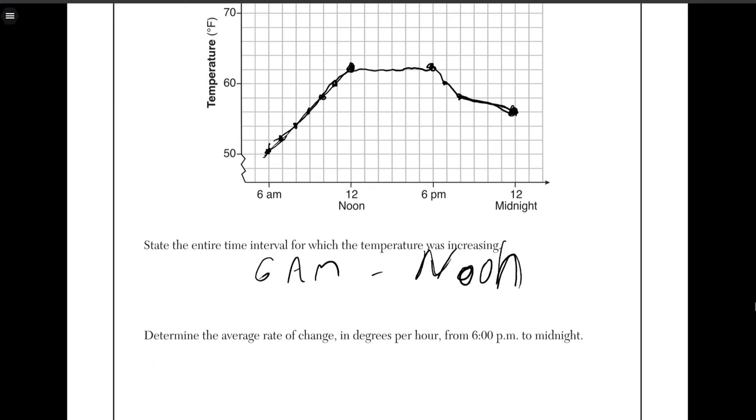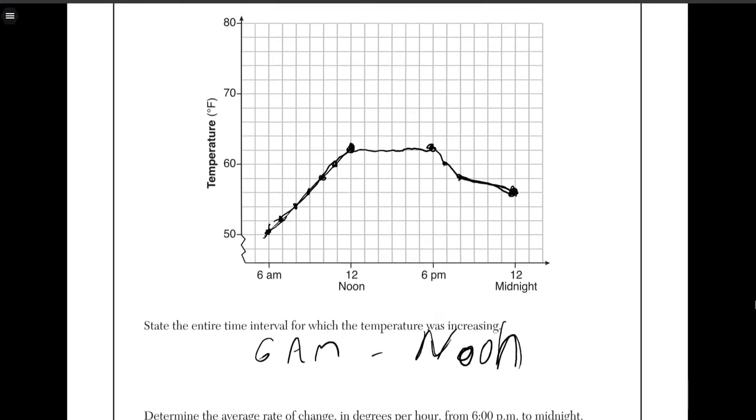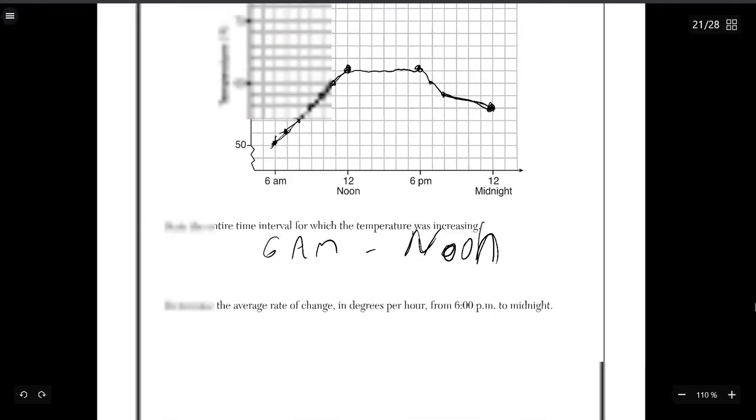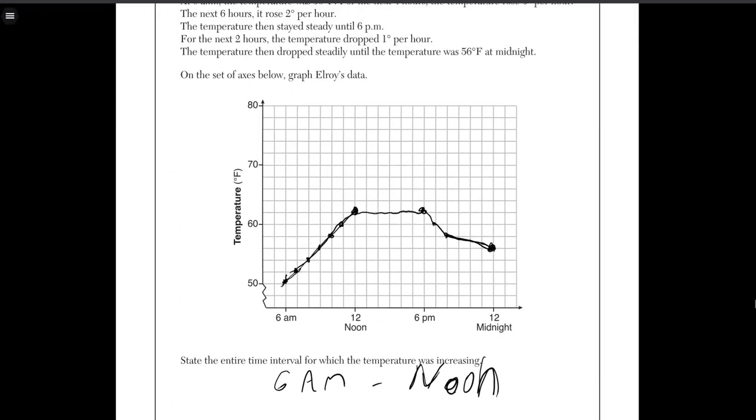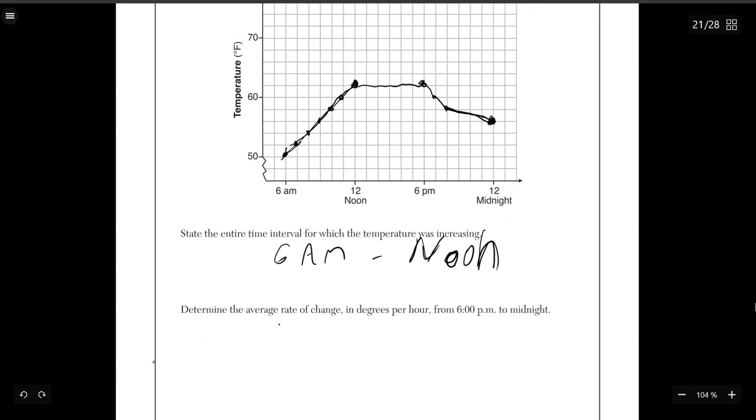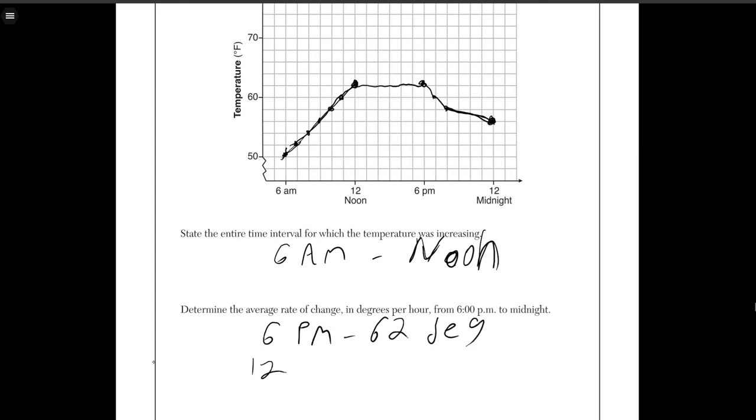So, let's see, at 6 p.m. it was 62 degrees. At 6 p.m. it was 62 degrees. And at 12 midnight, it was how many degrees? 60, 58, 56. It was 56 degrees.